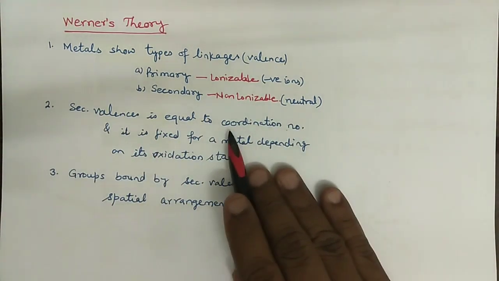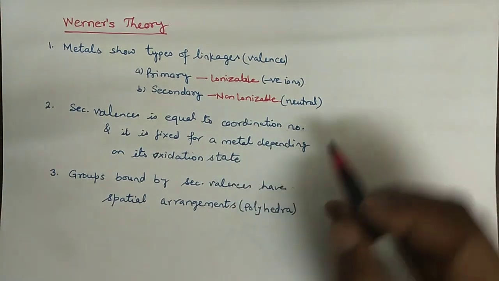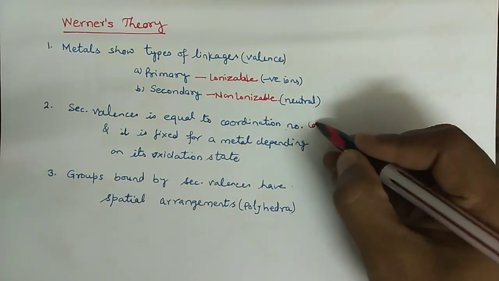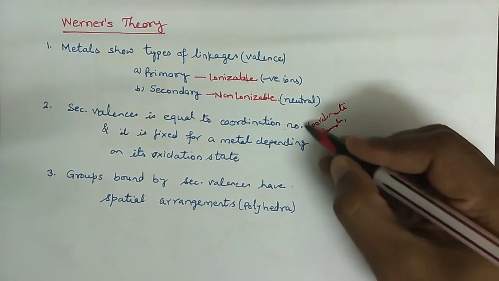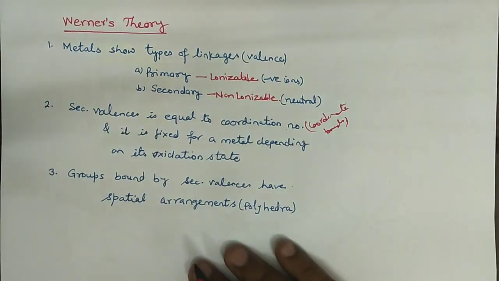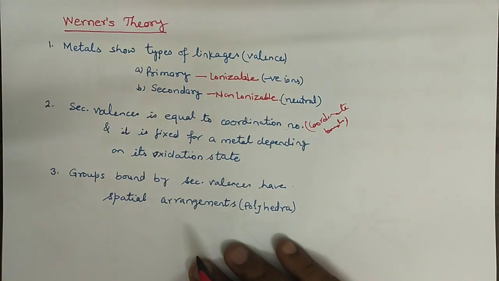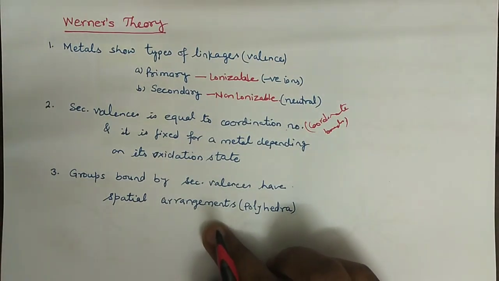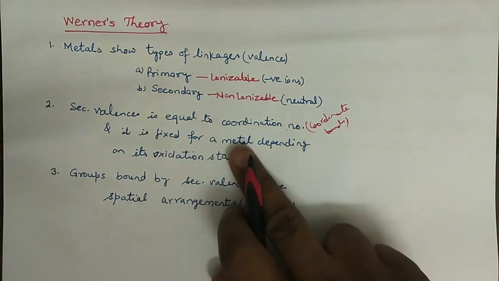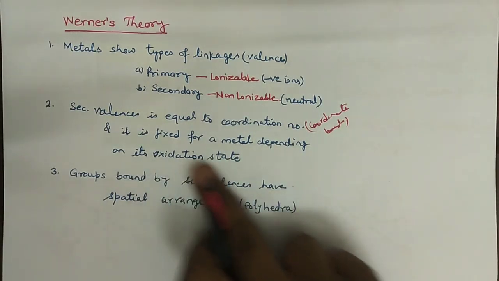What is coordination number? Coordination number is the number of coordinate bonds, right? This is the number of coordinate bonds. This is called coordination number, or you can say the number of ligands bonded together, but the correct word is coordinate bond, right? And it is fixed for a metal depending upon its oxidation state.